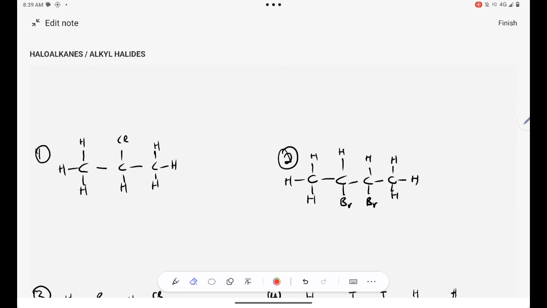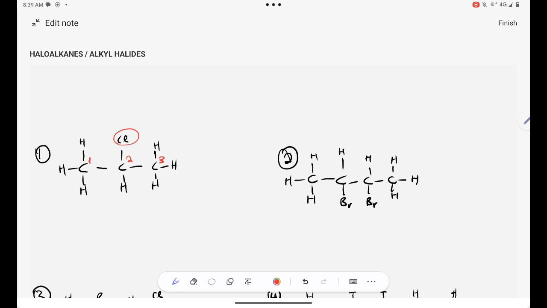Now, firstly I must establish my parent chain. My parent chain should have a carbon which is bonded with the halogen. Are we together? A carbon which is bonded with the halogen. So I know that this will be carbon number 1, 2, and 3. And whenever guys I number my carbons, I must start counting from the terminal, which is closer to the substituents.